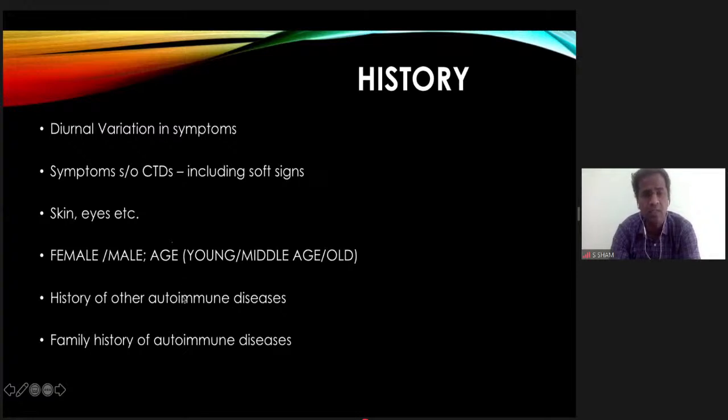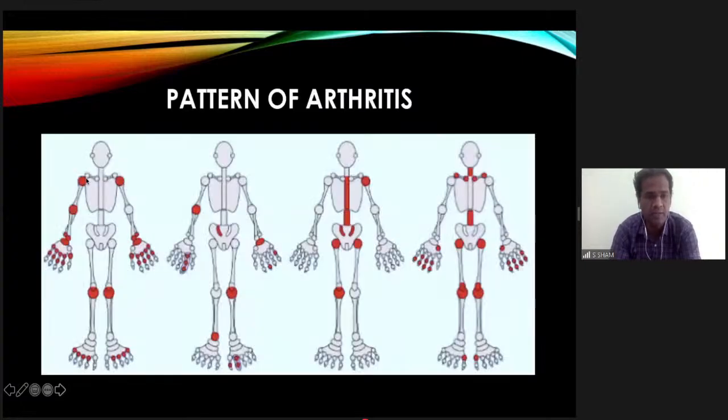So we all know that with one autoimmune disease, there is a very high chance of the patient getting one more. So if I see a patient with joint pain who has an autoimmune disease, something like hypothyroidism, I'll be double careful so that I'm not missing an autoimmune inflammatory arthritis. So history of other autoimmune disease is very important. Similarly, family history of the same illness or autoimmune disease will also have a bearing on suspicion. So coming to the pattern of arthritis, starting from the left.